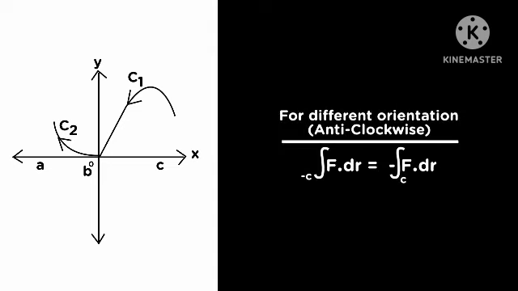For different orientation, meaning anti-clockwise, if the car is moving in a different direction, you see that the line integral with the opposite orientation is equal to the negative of that integral, meaning that the direction will be opposite.